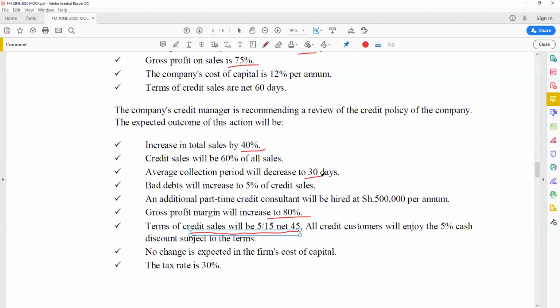We have an idea on how we are going to approach it, because we would want to know, because not all customers will take the discount. That one is for sure. Because if all of them want to take the discount, then the days here will not be 30, but would be 15. Because for you to get the 5% discount, you must pay within 15 days.